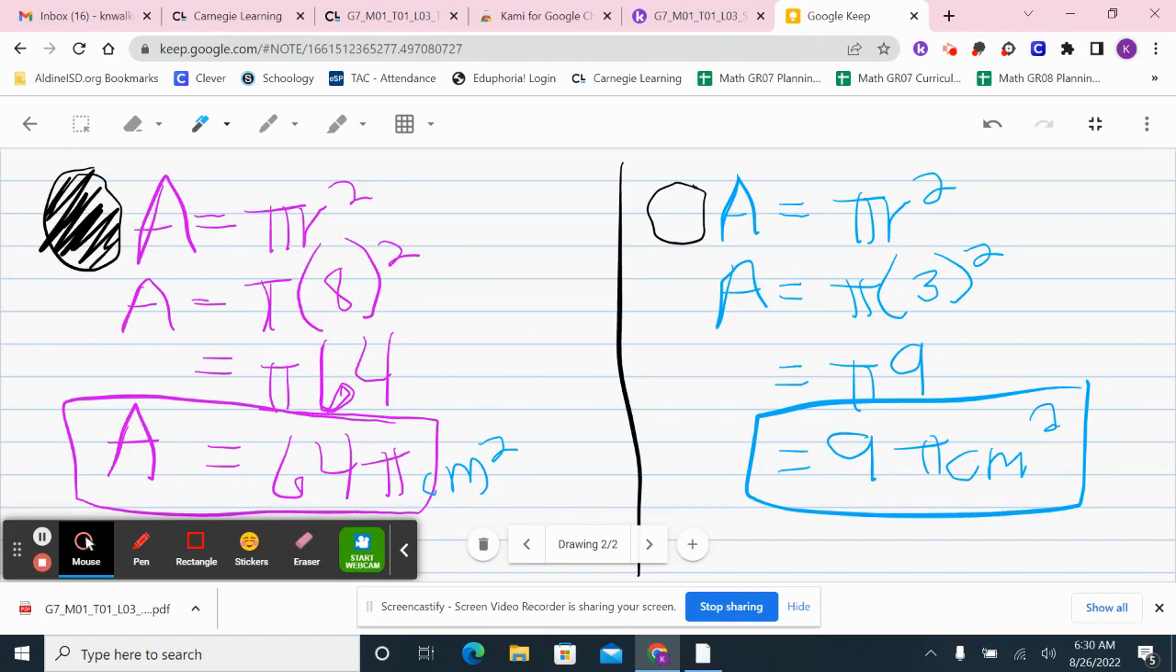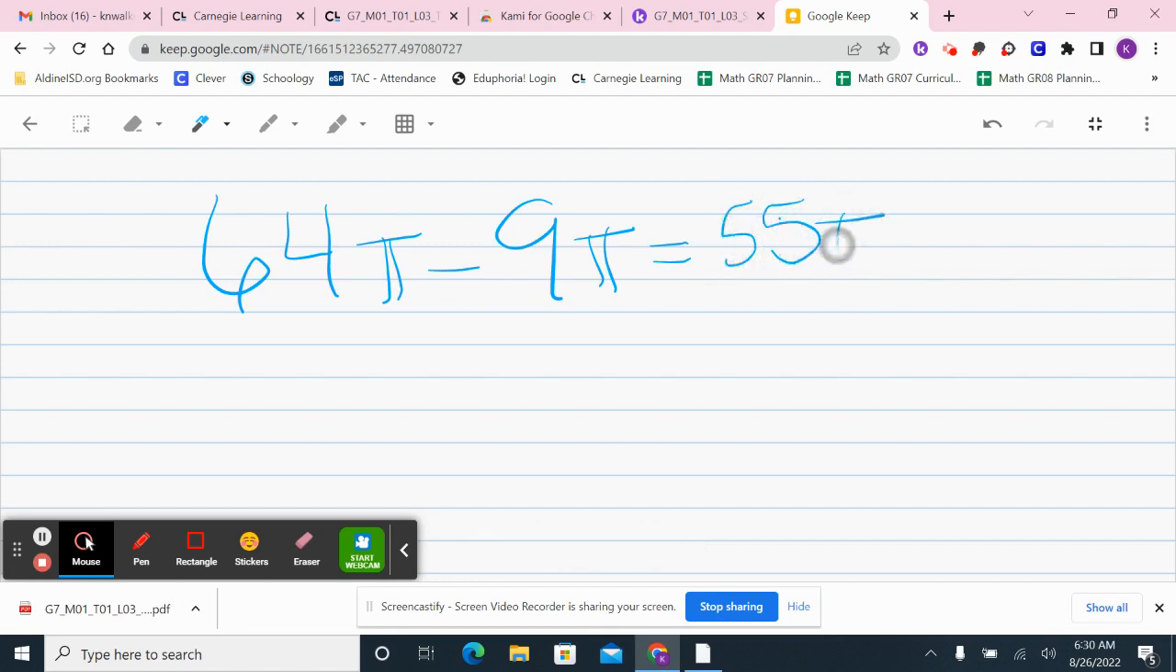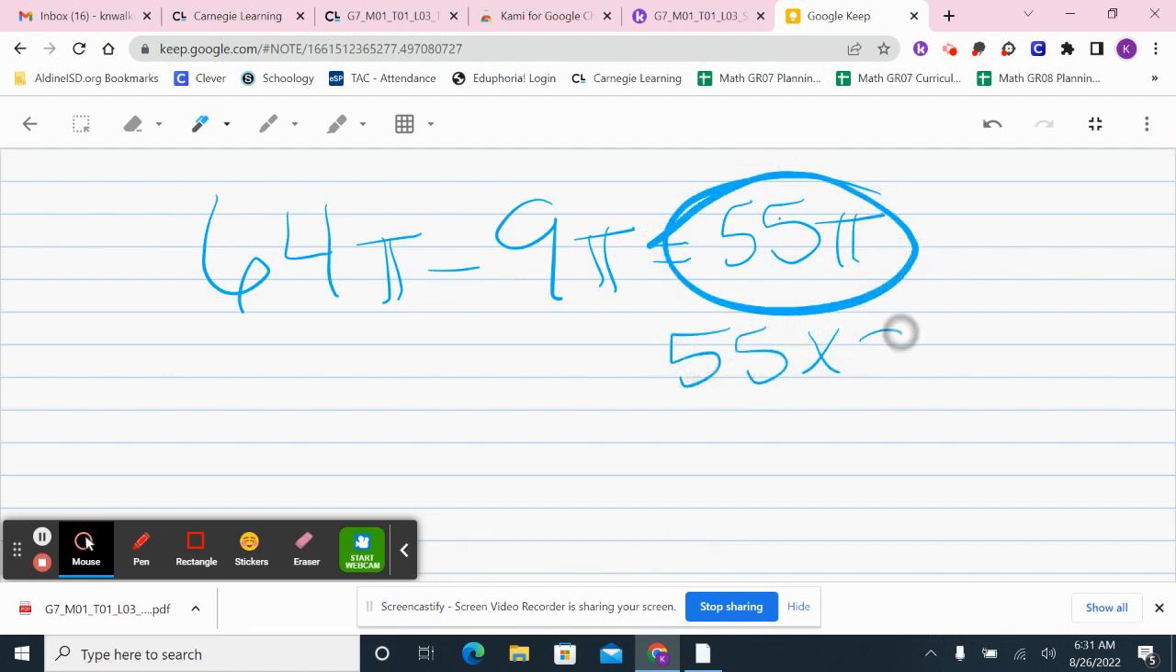Also, if you wrote out 3.14 and solved, you absolutely could do that too, but I did this because it's way quicker, because let me show you. Being that I wrote both answers in terms of pi, I can easily subtract by using pi. So 64 pi minus 9 pi would give us 55 pi. And then now I can find my real final answer by multiplying 55 times 3.14.